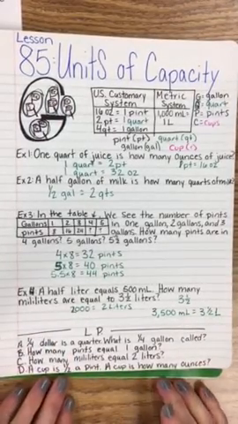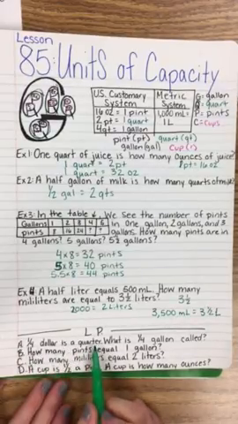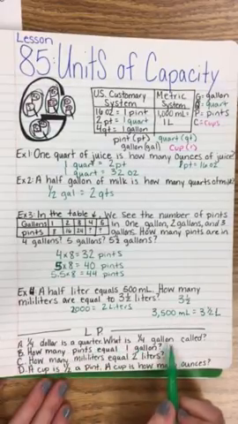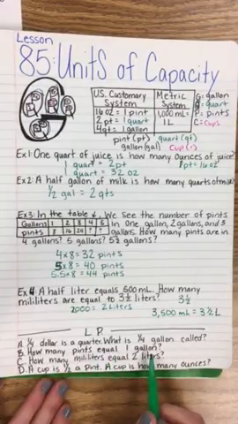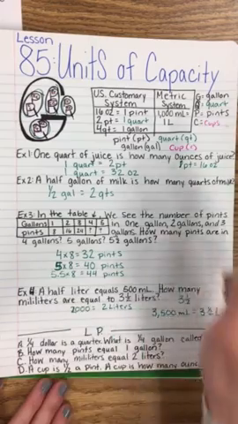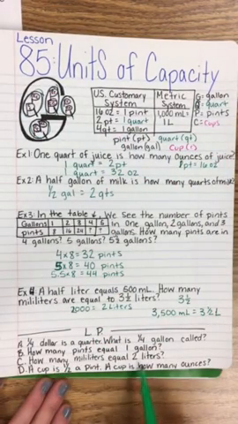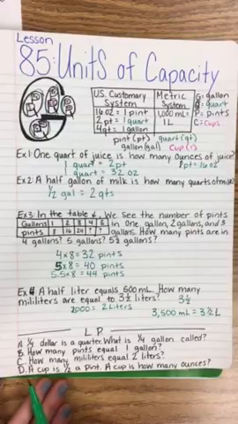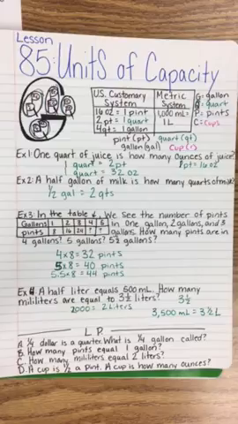All right, and for lesson practice, A, 1/4 of a dollar equals a quarter. What is 1/4 of a gallon called? B, how many pints are equal to 1 gallon? These tables up here will help you. C, how many milliliters equals 2 liters? And D, a cup is 1/2 of a pint. A cup is how many ounces?